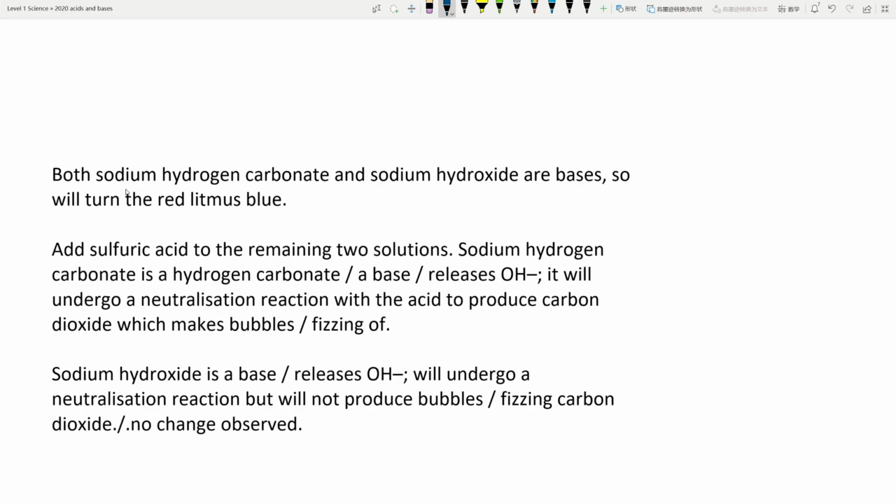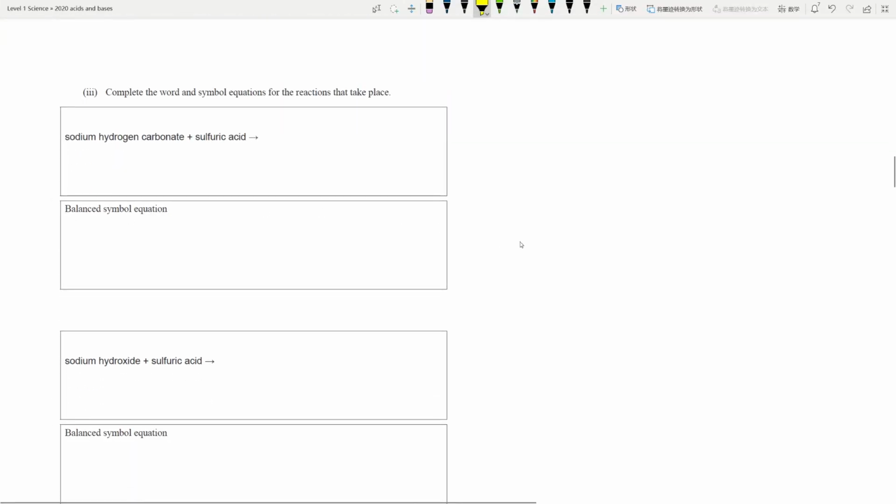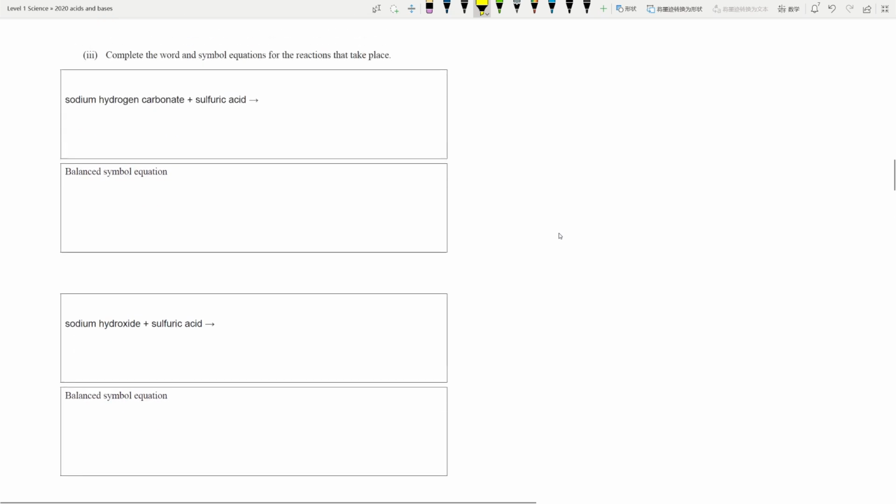So there we go. Tricky question. Just remember, these are all bases, so they all turn litmus paper blue. And when you add sulfuric acid, the carbonate undergoes a neutralization reaction, and you produce carbon dioxide, which makes the bubbles. Sodium hydroxide is also a base, but it will not make bubbles because you will just make salt and water. And here's the word equation and symbol equation.